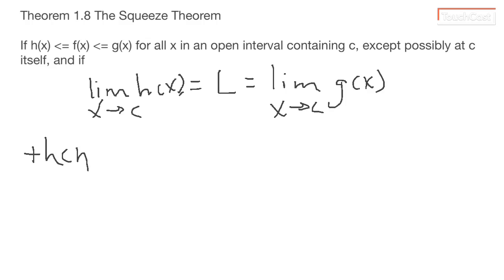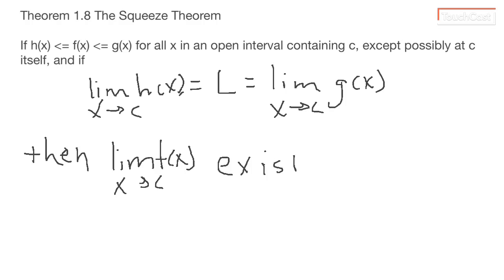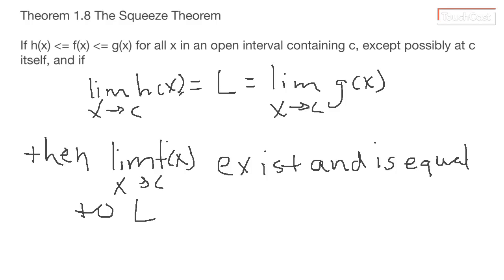then we say that the limit of f of x as x approaches c does exist, and it's equal to L. Because if the two functions it happens to be between have a limit, and that limit's the same, then f of x has to have a limit, and it's going to be the same.